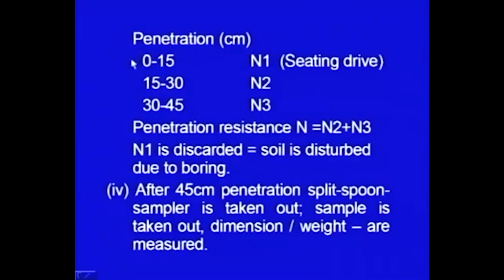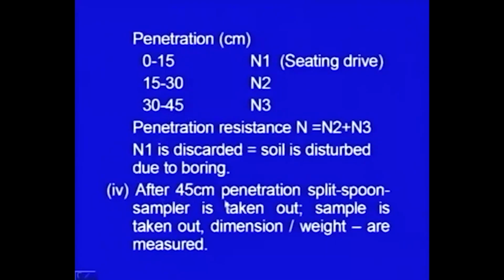Now, this first value N1 is called the seating drive. We discard it because we assume that the soil might have been disturbed due to boring. So, this value is not considered, and only these two values are taken into account, and the penetration resistance is defined as N equal to N2 plus N3. So, the first one is discarded. N2 is the number of blows required to cause penetration between 15 centimeter to 30 centimeter, and N3 is the number of blows required to cause penetration between 30 centimeter to 45 centimeter.